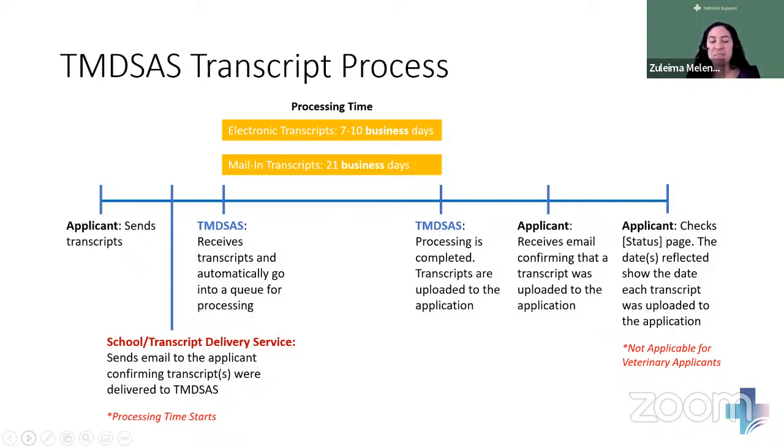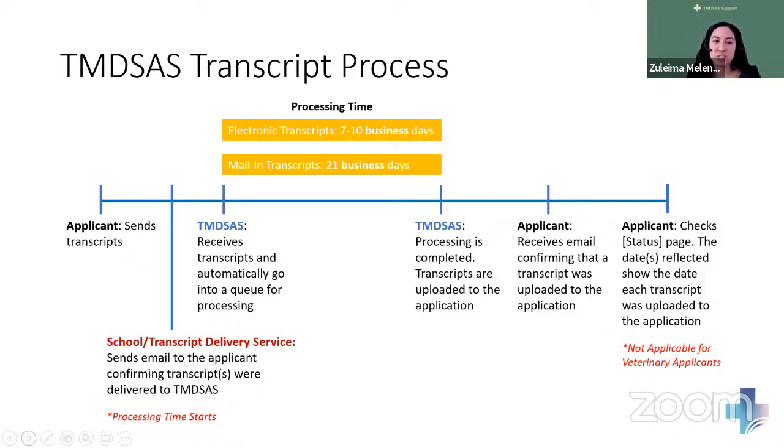We have to receive it. So it does take a little bit longer for those. But the processing time typically for electronic transcripts, again, will be 7 to 10 business days. Mailed in transcripts, about 21 business days. After that time period has passed and the processing has been completed, transcripts are uploaded to the application.